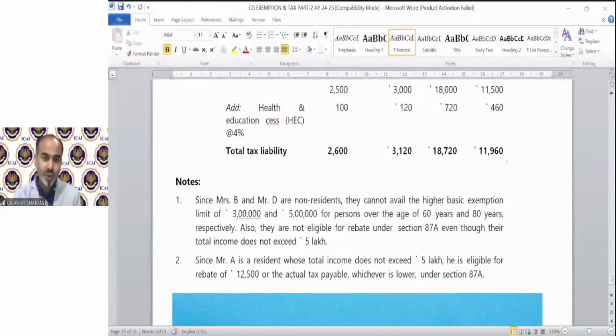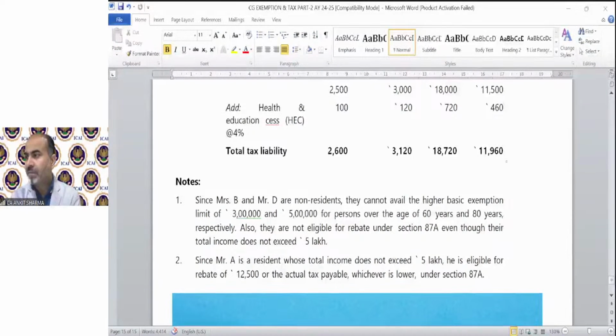For the time being, short-term capital losses can be adjusted against short-term gain and long-term gain. But long-term capital loss can only be adjusted against long-term capital gain.